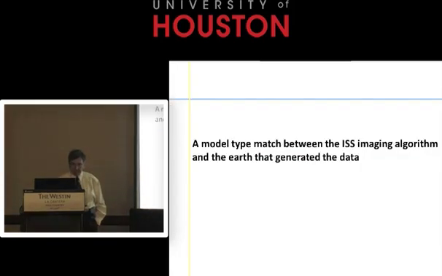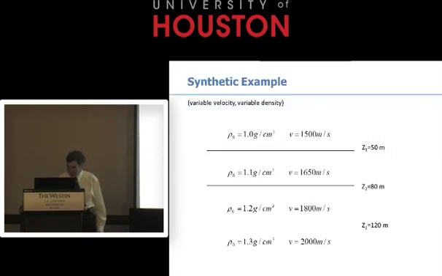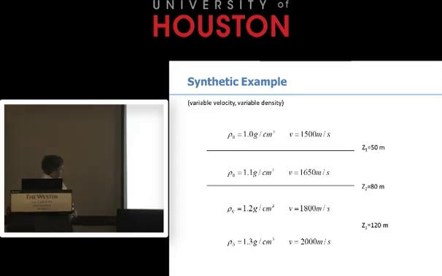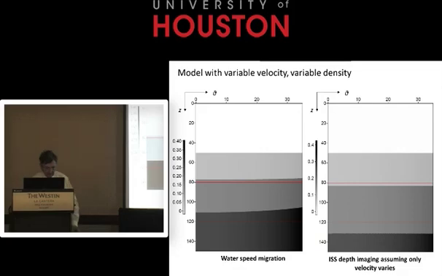Okay, model type match mismatch. This is to your question yesterday. Yes? So this is variable velocity, variable density. This model. Okay? So the model is a two-parameter acoustic model with variable velocity, variable density, water speed migration.